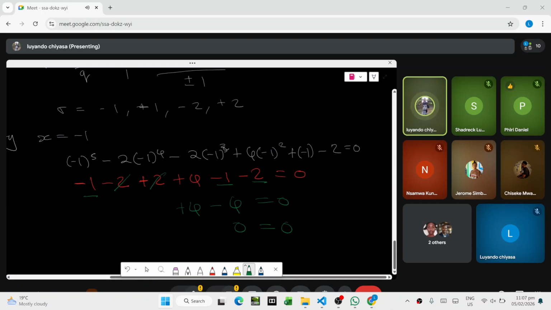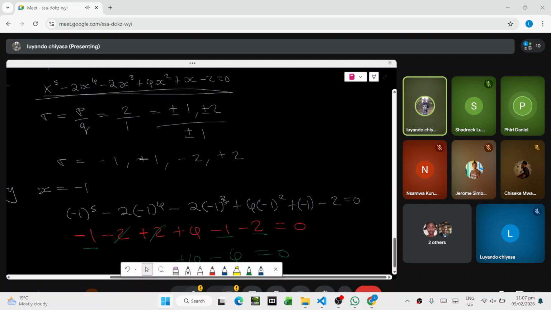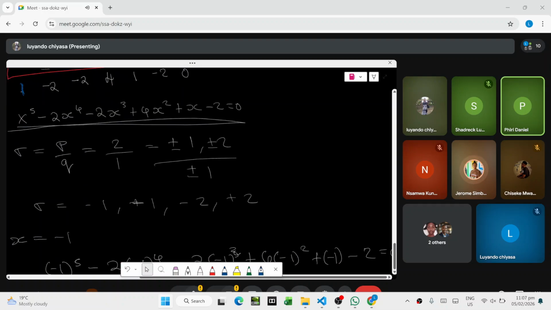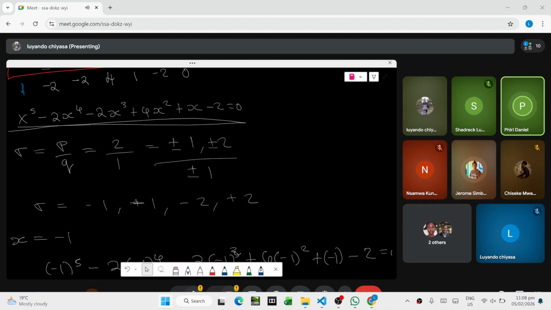Now you guys who are saying that even 1 was a factor, let's try 1 first. 1 is not a factor, because of the 1 minus 5, it's an odd number. Minus 2 plus 4 plus 1 minus 2.